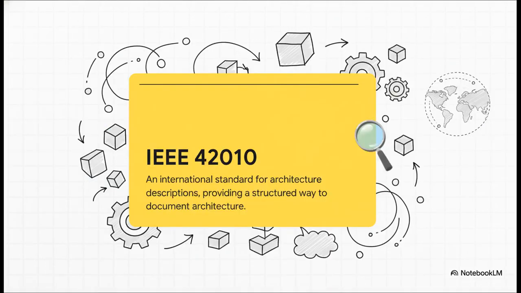And last but not least, we have IEEE 40-2010. Now, this one's the odd one out. Think of it as the universal language. It is not a method for designing an architecture, it's an international standard for describing one. Its only job is to give everyone a clear, common way to document and talk about an architecture so there are no misunderstandings.